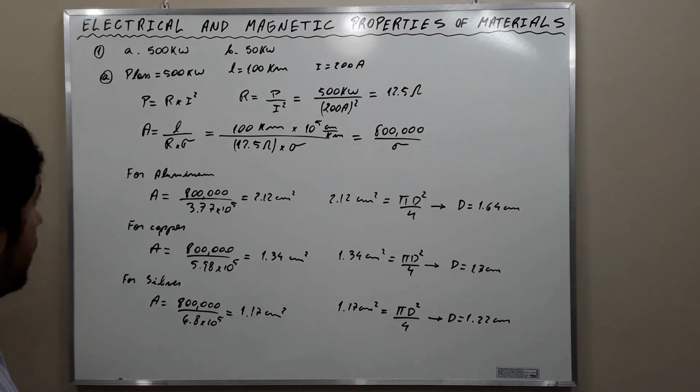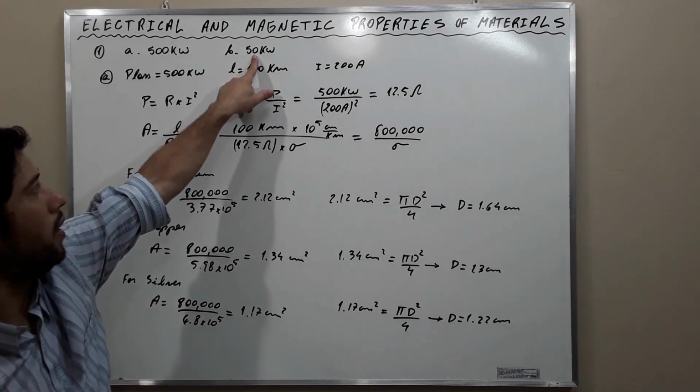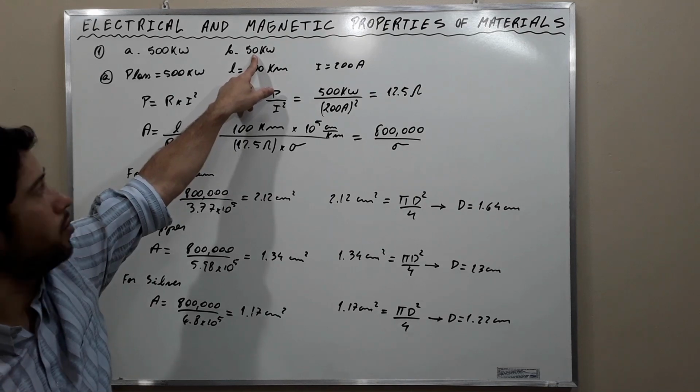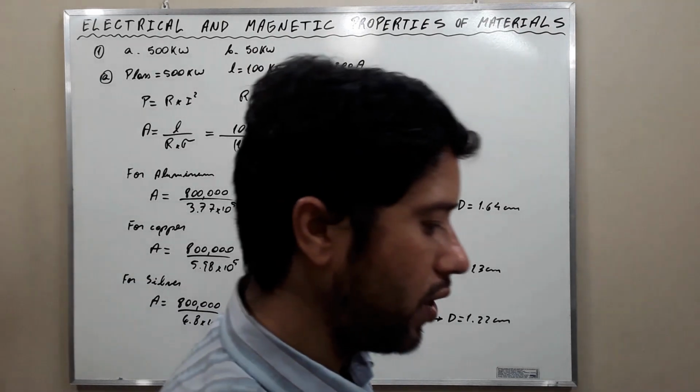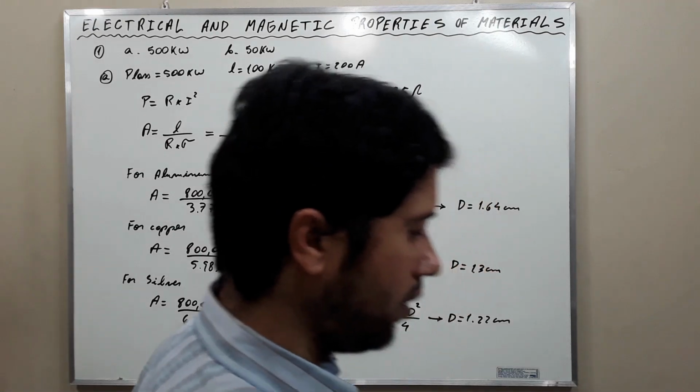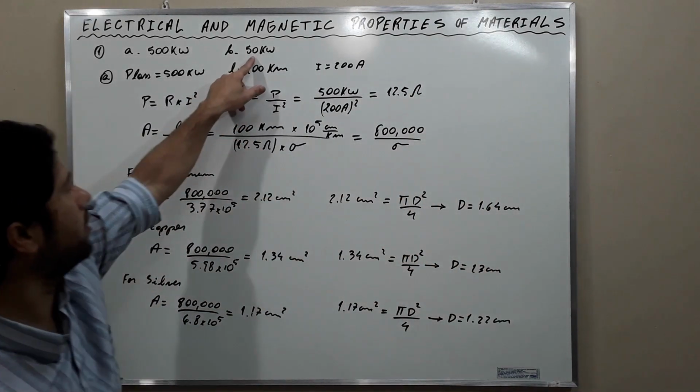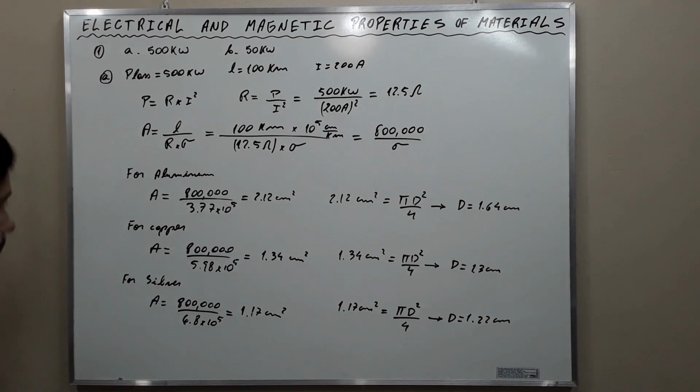Now we are going to calculate the same for letter B, and in letter B we want a power loss at maximum of 50 kilowatts. Okay, let's calculate it all again, but with this parameter here instead of this.